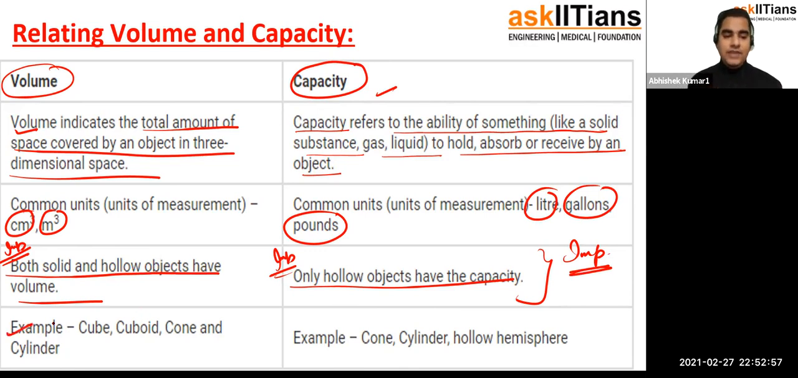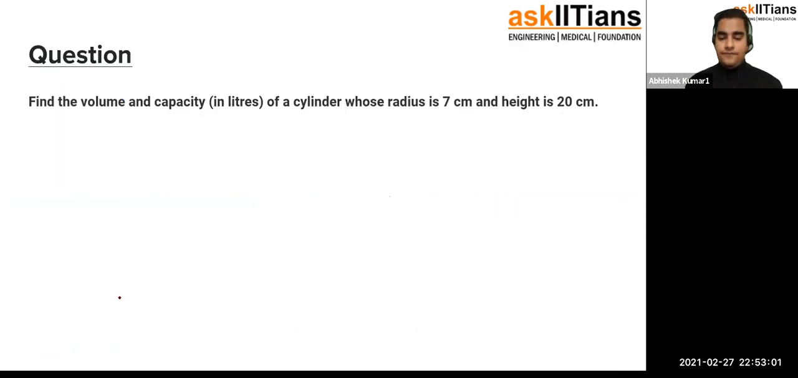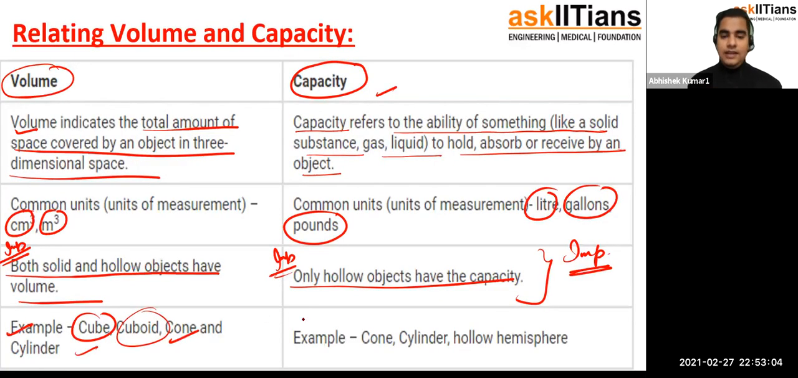So the examples we have for volume: cube, cuboid, cone, cylinder. Similarly, for capacity: cone, cylinder, hollow hemisphere, there are multiple examples actually. Clear? So the third point is very important when it comes to the difference or the similarity between volume and capacity, the relation between them. Make sure that you go through each and every point thoroughly after this section.